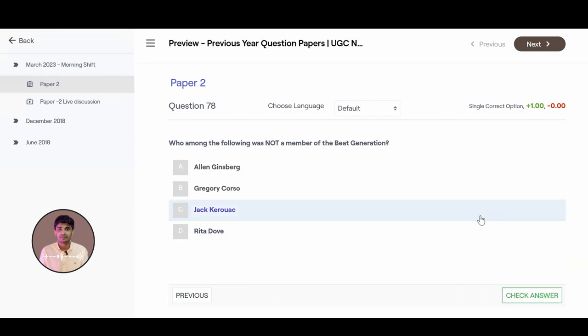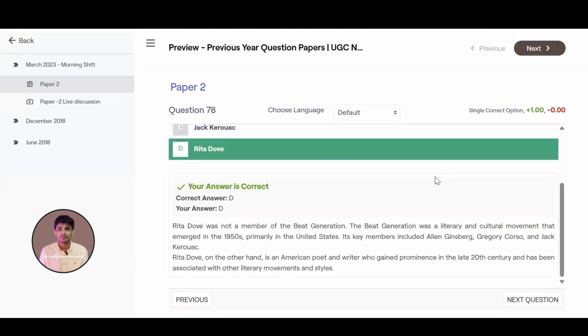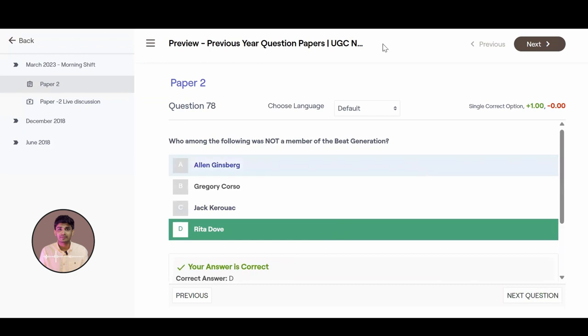78th question. Who among the following was not a member of the Beat Generation? The Beat Generation was a literary and cultural movement during the 1950s, primarily in the US. Now, who are its key members? The question is, who among the following were not a part of the Beat Generation? The answer is Rita Dove. Allen Ginsberg, Gregory Corso, and Jack Kerouac, I'm still not sure how to pronounce this, but Kerouac is what I pronounce, but correct me if I'm wrong. They were part of the Beat Generation.